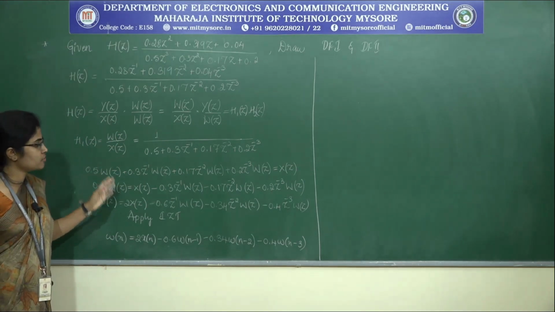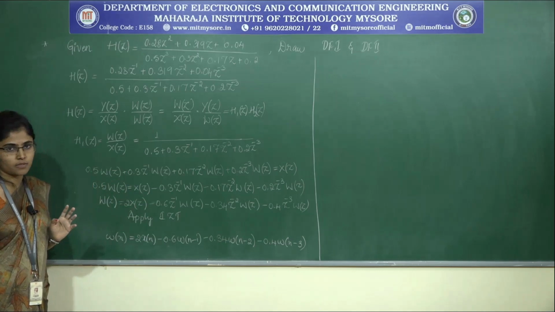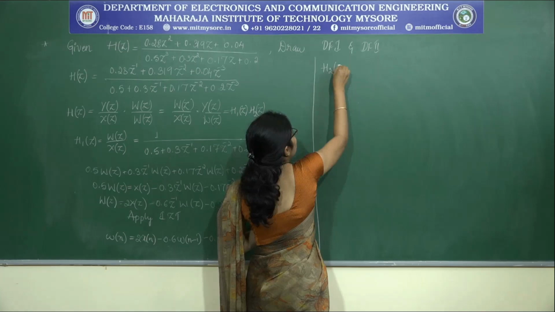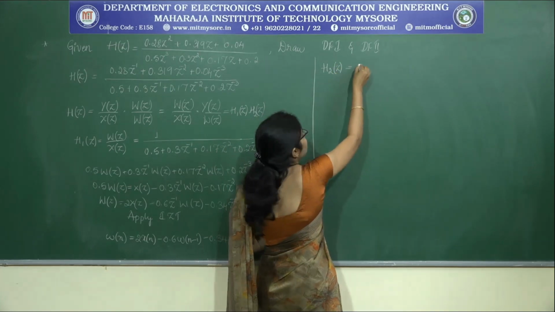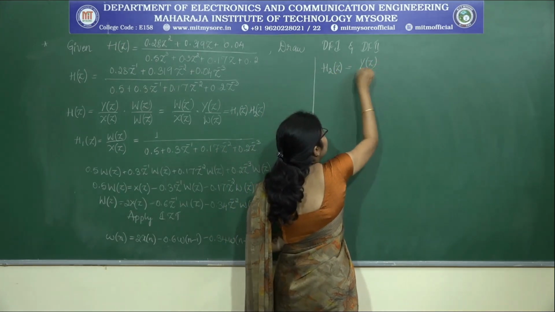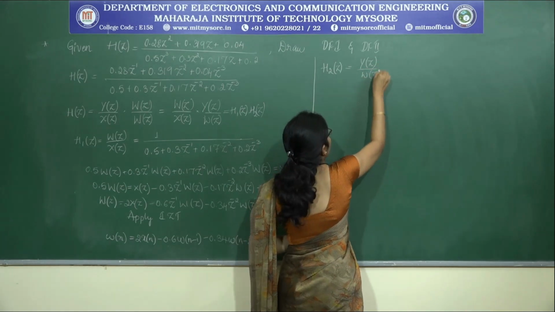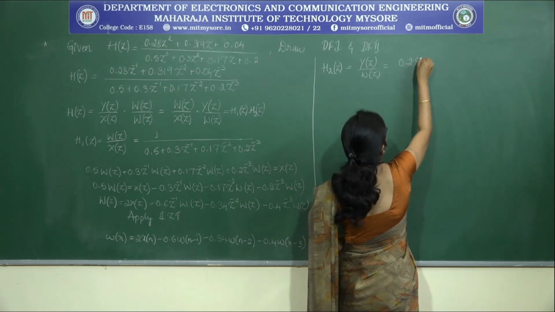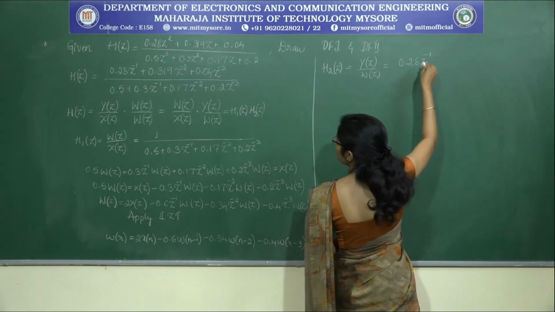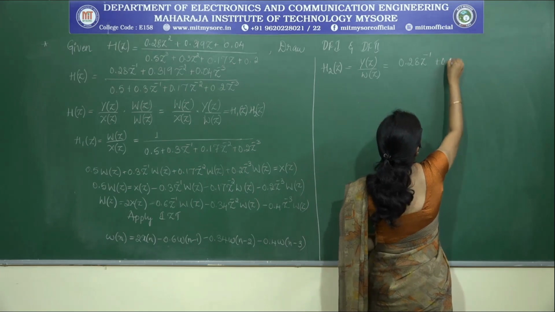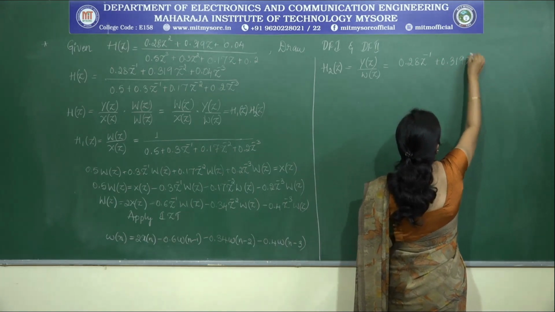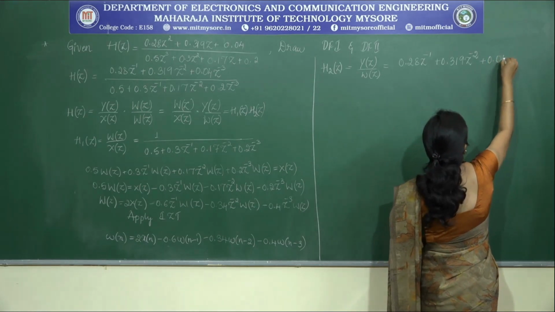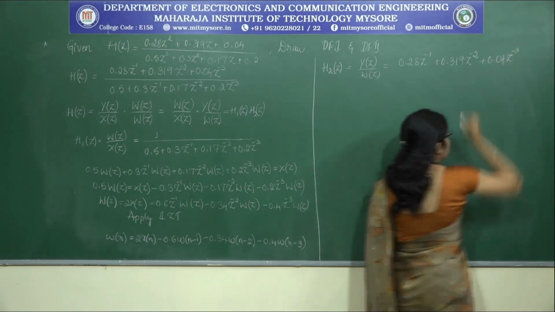I need to perform the same procedure for h2 of z. If I do so, what is h2 of z? We know h2 of z is nothing but equal to y of z divided by w of z, which is equal to the numerator expression, that is 0.28 into z power minus 1 plus 0.319 into z power minus 2, and the last one is plus 0.04 into z power minus 3.